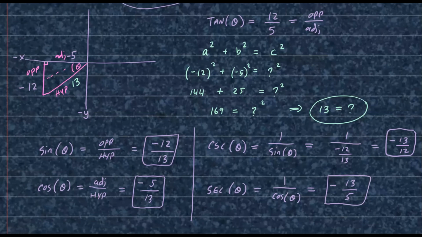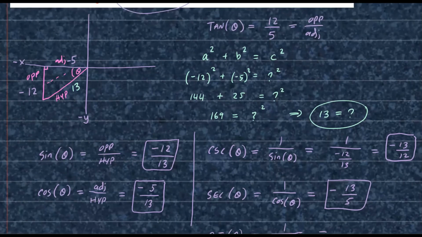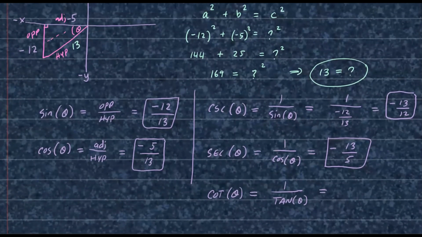And finally, we have one more trig ratio left, which is cotangent of theta. That's the reciprocal of tangent, so we get 1 over the value of tangent. Tangent was given to us, so that was 12 over 5. So that's going to be 5 over 12. So there you have the remaining 5 trig ratios based on the picture.